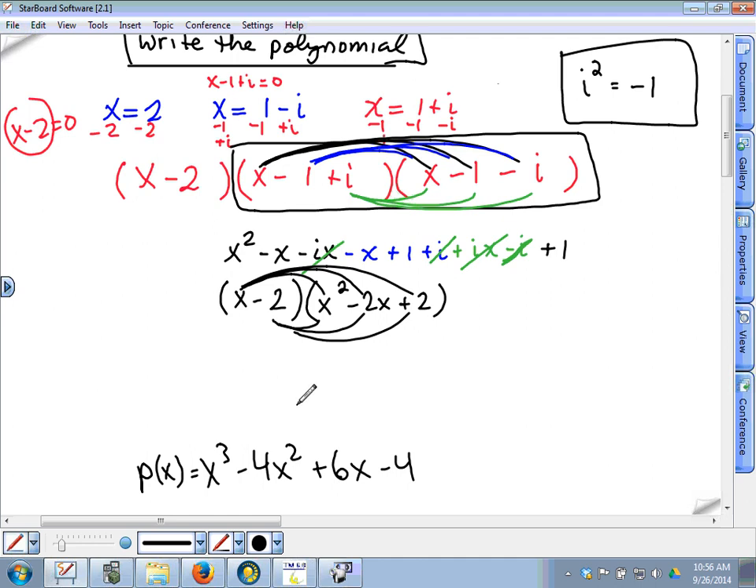Let's see where that pesky thing comes from. So x times x squared, that's x to the third, right? But then this x times negative 2x, that's a negative 2x squared. But then here you're going to have another negative 2x squared. That makes negative 4x squared. Let me do it in a different color. Did you get it?